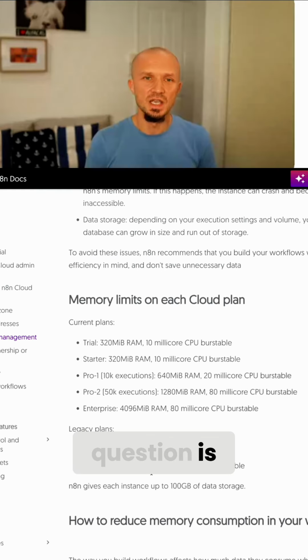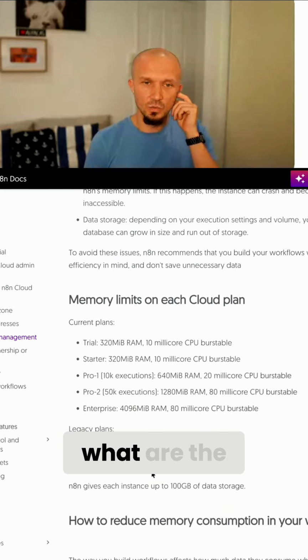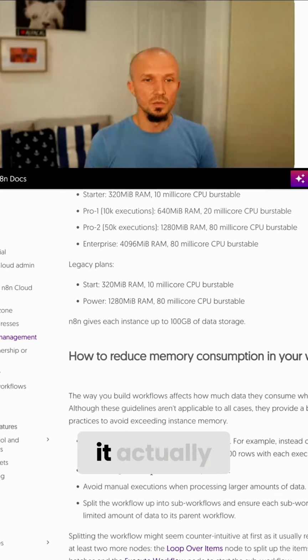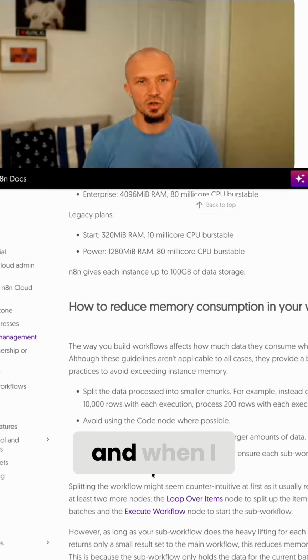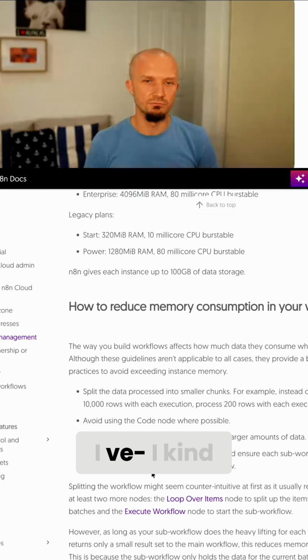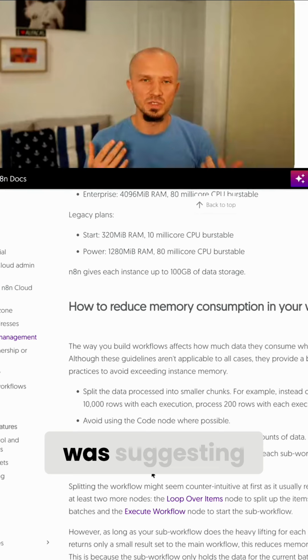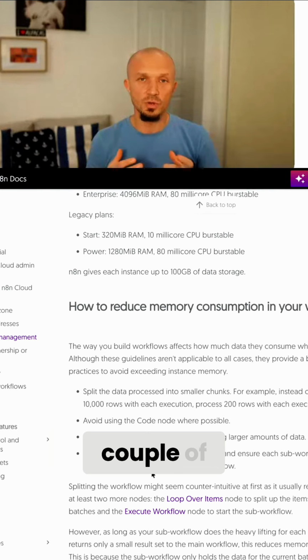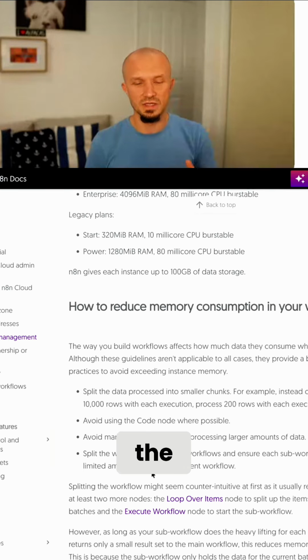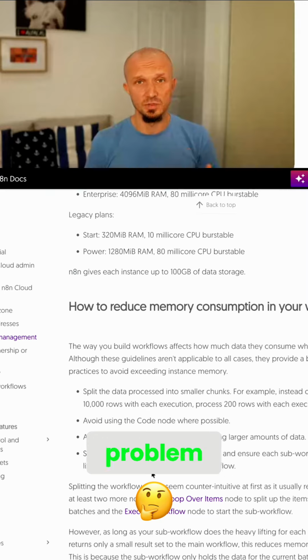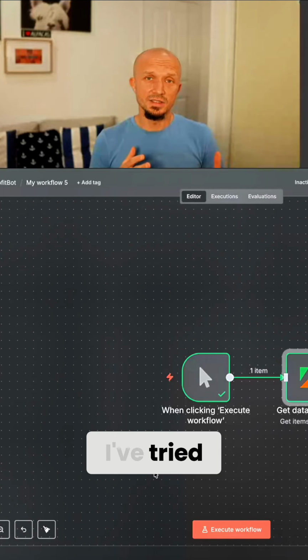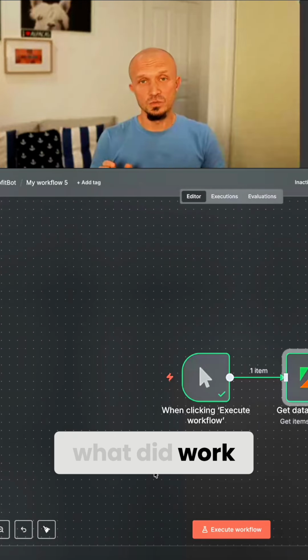But then the question is, okay, if we can't really do that, what are the options? Well, it actually gives some good ideas here. And when I was first reading this, I kind of misunderstood what it was suggesting. And so I went through a couple of iterations before I found the approach that actually solves the problem. So here is what I've tried, what didn't work, what did work, and why.